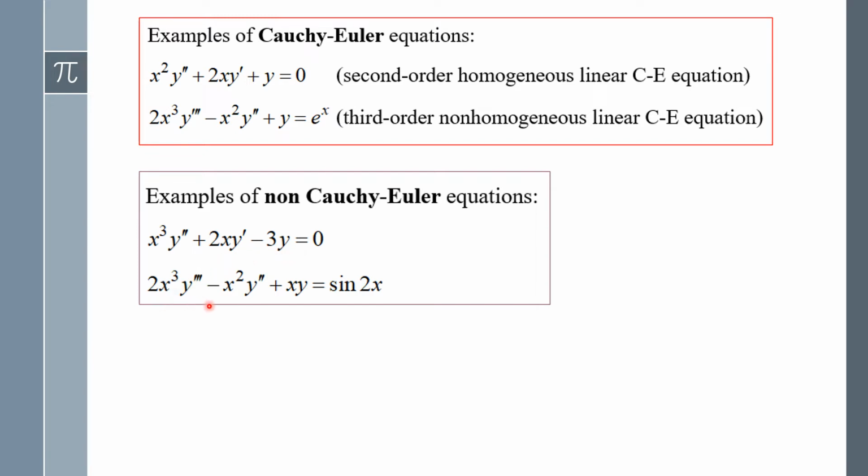For the second example, which term shows that this equation is a non-Cauchy-Euler equation? For the first term, the degree of x is 3, which matches the order of differentiation of y, which is also 3. For this term here, the degree of x is 2, and the order of differentiation of y is also 2. However, if you look at the last term, the degree of x is equal to 1, but the order of differentiation of y is 0. So 1 is not equal to 0, and therefore this equation is not a Cauchy-Euler equation.